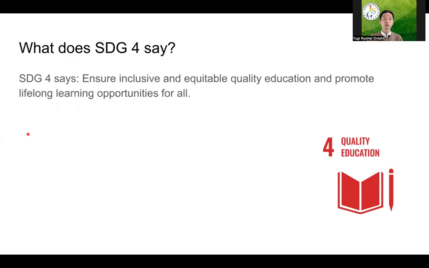Okay, let's go. So this is a review. You already have heard about this. But what does SDG 4 say? Of course, it says ensure inclusive and equitable quality education and promote lifelong learning opportunities for all. So once again, this means that we cover everyone. It's inclusive and equitable, which means equal. Everyone is equal. Quality education means high quality education.